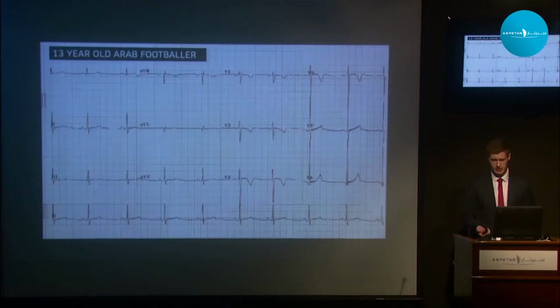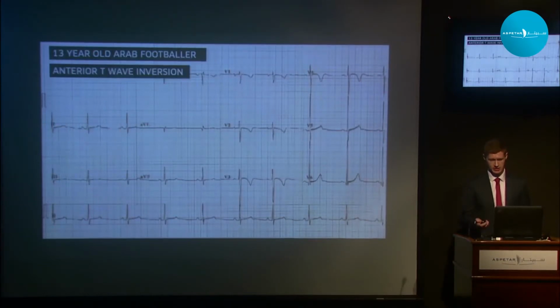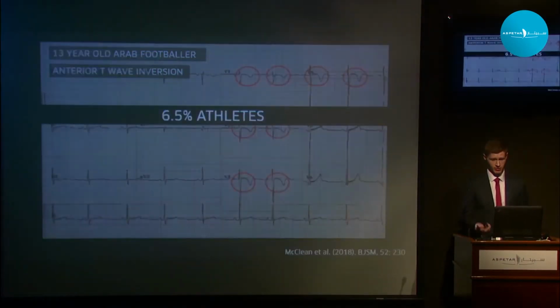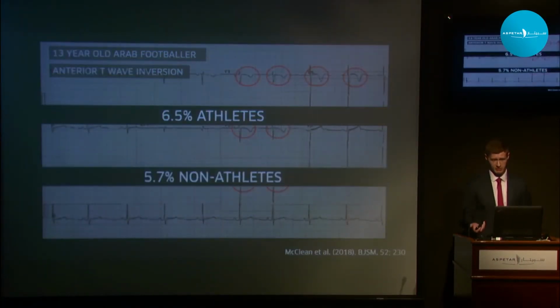Well, here is a 13-year-old Arab footballer who presents anterior T-wave inversion across her precordial leads V1 to V4. In our systematic review, we find this to be prevalent in as many as 6.5% of athletes and 5.7% of non-athletes. But I think you could agree with me that 1 in 15 don't have a heart condition that could increase the risk of sudden cardiac death or arrest here. So how can we accurately distinguish between what's normal and what might be an indicator of pathology here?